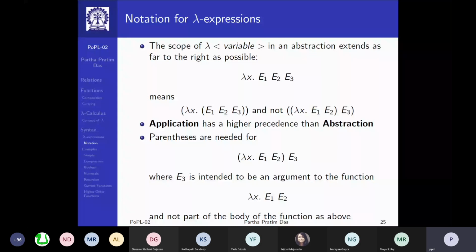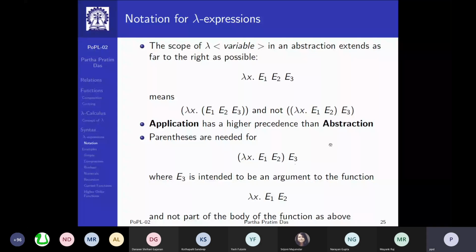So we have seen the associativity of application, which is left associative, and we have seen that between the two operations that can be done in the lambda domain, application has higher precedence than abstraction. So if I wanted to mean this, then I have to necessarily write it with a parenthesis, where E3 is not applied within the body; the abstraction lambda x dot e1 e2 is applied onto E3.